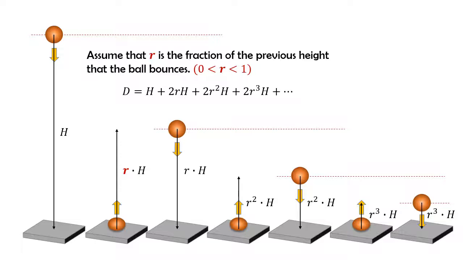So we can write this now in terms of just h and r by saying the total distance d is equal to h, the initial drop, plus 2r, and by the way, that r is to the first power. We'll see that later, but 2r times h plus 2r to the second power times h plus 2r to the third power times h, and so on and so on.